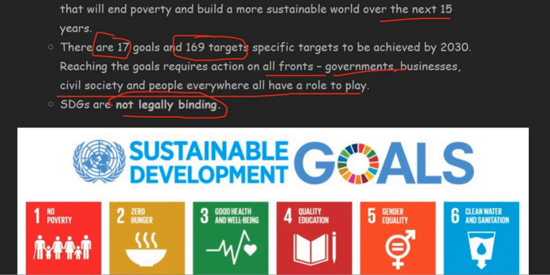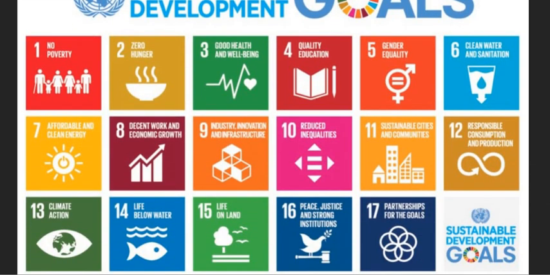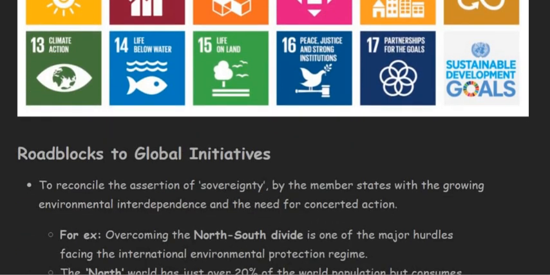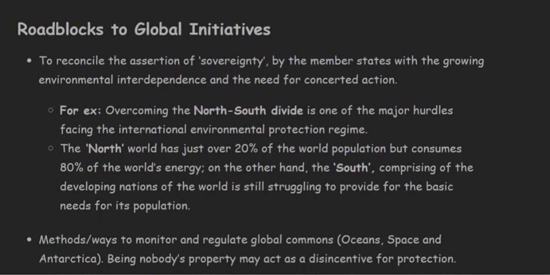Roadblocks to global initiatives: to reconcile the assertion of sovereignty by the member states with the growing environmental interdependence and the need for concerted action. Overcoming the North-South divide is one of the major hurdles facing the international environmental protection regime. The North has just over 20% of the world population, but consumes 80% of the world's energy. On the other hand, the South, comprising the developing nations of the world, is still struggling to provide for the basic needs of its population.